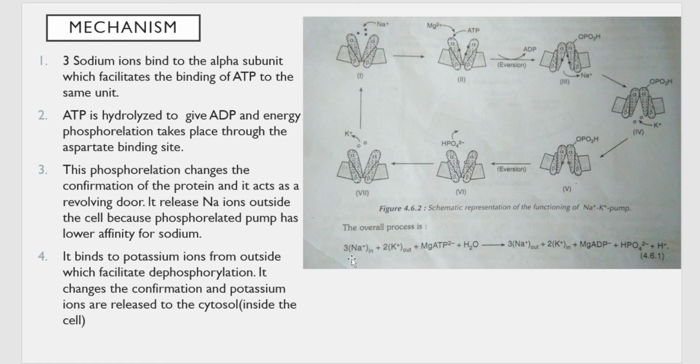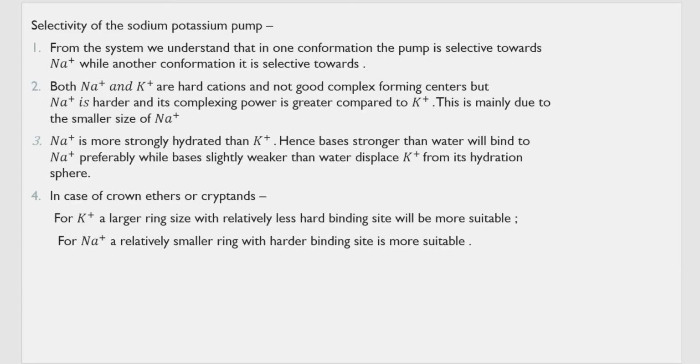That is, 3 sodium ions which were inside will go to the outside. 2 potassium ions which were outside will come inside. ATP is hydrolyzed to ADP, and next with water, there is phosphorylation. So H plus goes out and the phosphate group comes and binds over there. Next we are studying the selectivity of the sodium potassium pump.